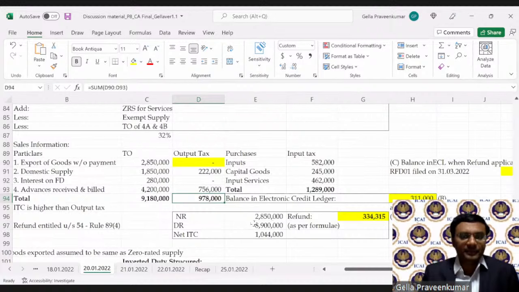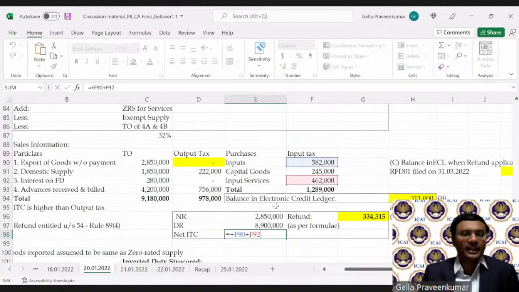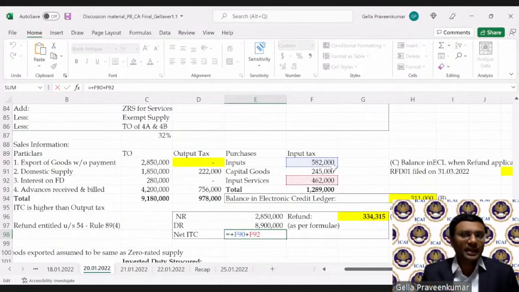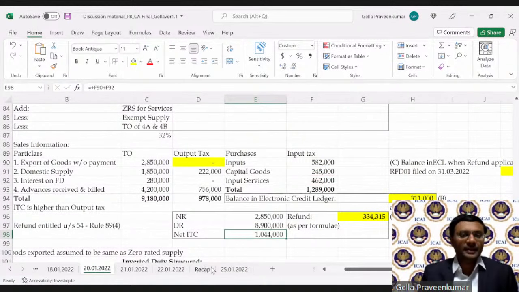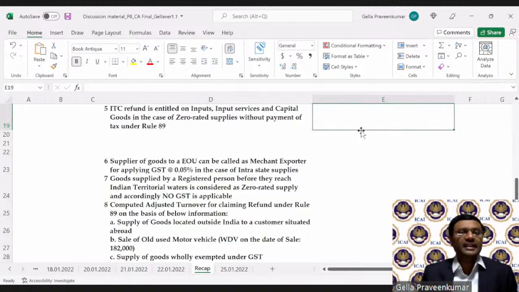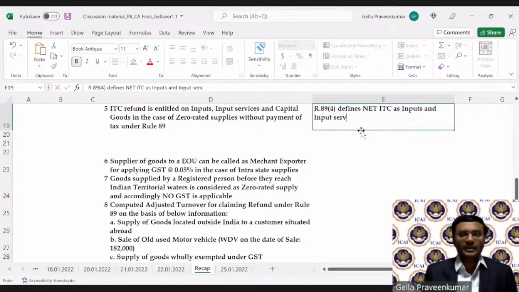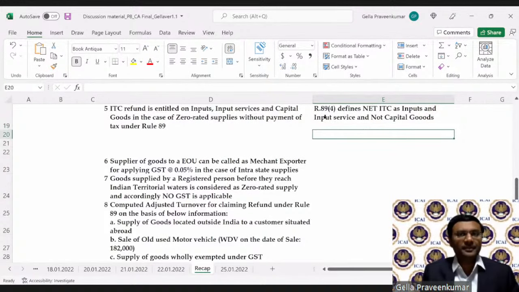Now, net ITC, what we have done, inputs, input services. These two components we have taken into consideration. Capital goods was left alone, right? So coming back to our discussion, you would say that Rule 89, Sub-Rule 4 defines net ITC as inputs and input services and not capital goods. So this would be our answer in relation to question number 5.